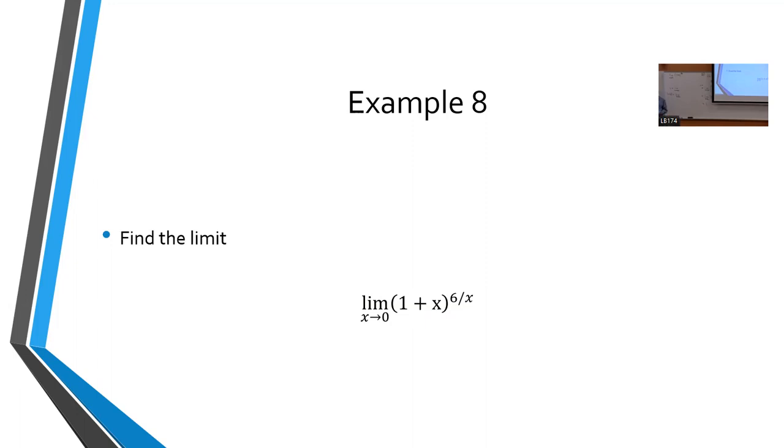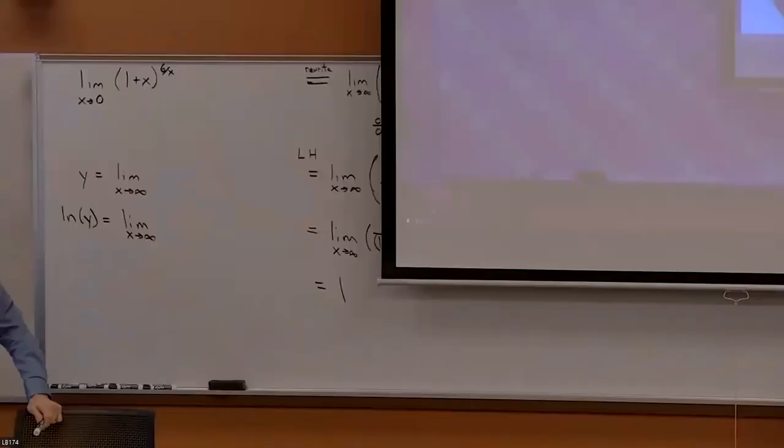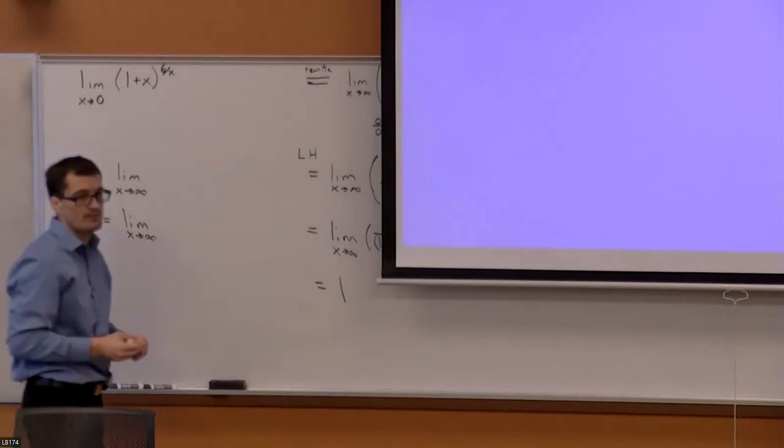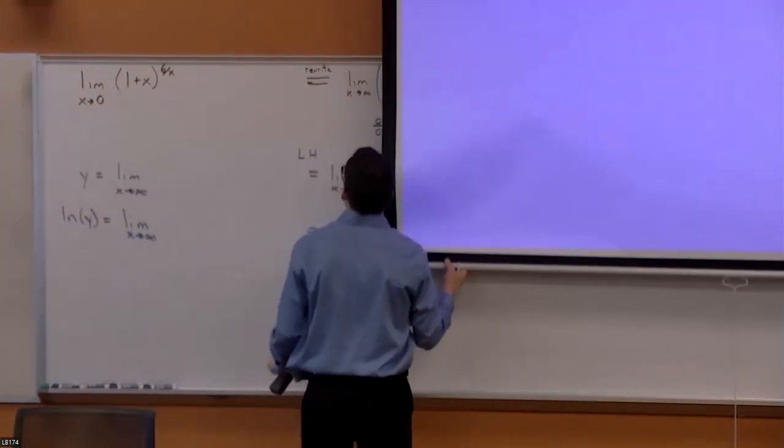Except now we have 1 plus x raised to the power of 6 over x, and we're taking the limit as x goes to 0. Again, there's lots of similarities there.